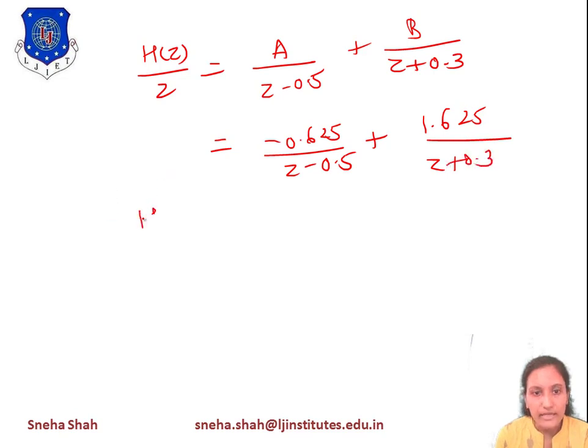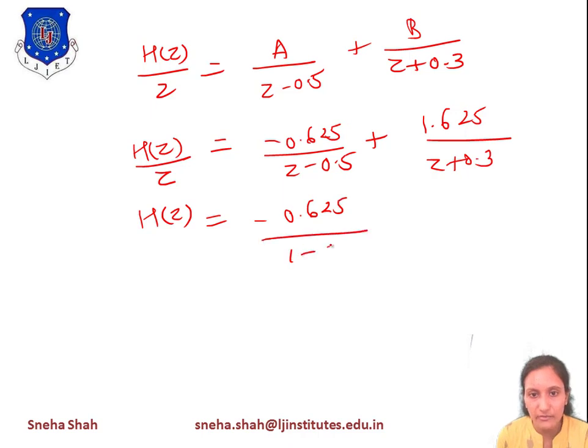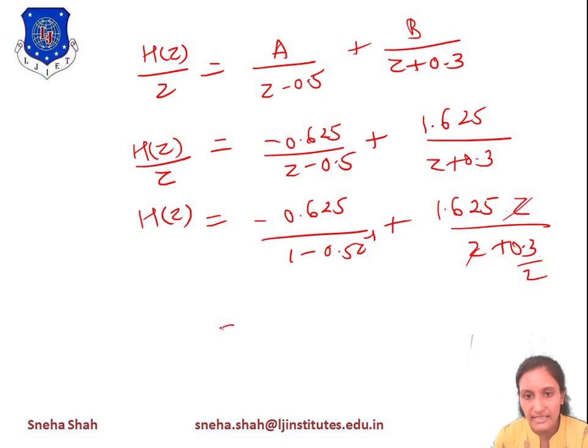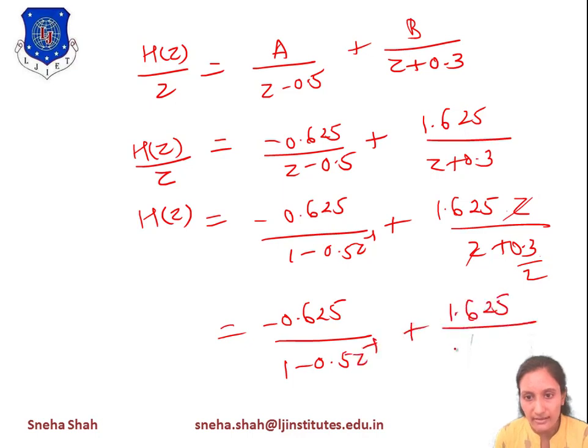Now we have to find the value of h of z. So this one is the value of h of z divided by z. z will multiply over here. So after multiplication by z, we will divide it by z. z will be cancelled out. So this answer will become minus 0.625 upon 1 minus 0.5 z inverse. Similarly, this will be represented as 1.625 z upon z plus 0.3, right? So this z cancels out. It will give you the output as minus 0.625 upon 1 minus 0.5 z inverse plus 1.625 upon 1 plus 0.3 z inverse.